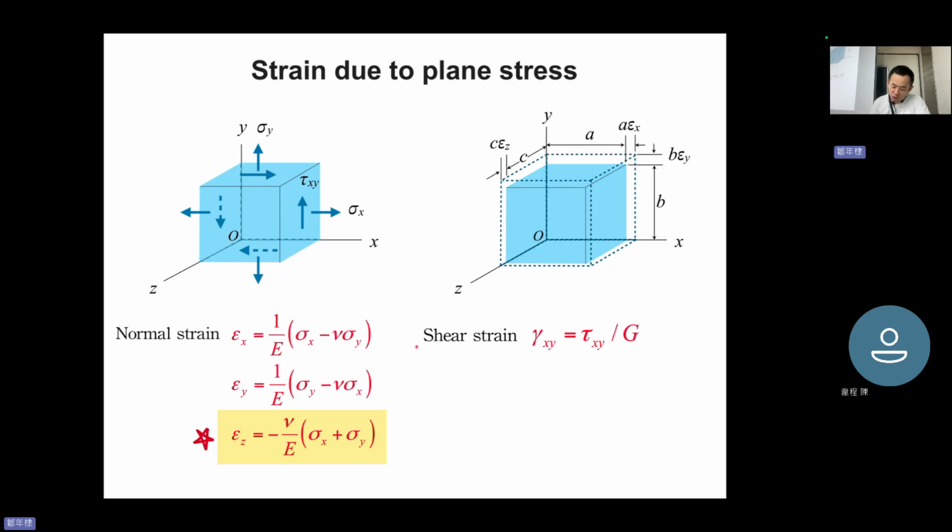And also shear strain. Wow, this is easy. Just changing the angle. Gamma xy is the angle, so tau xy divided by G is gamma xy.